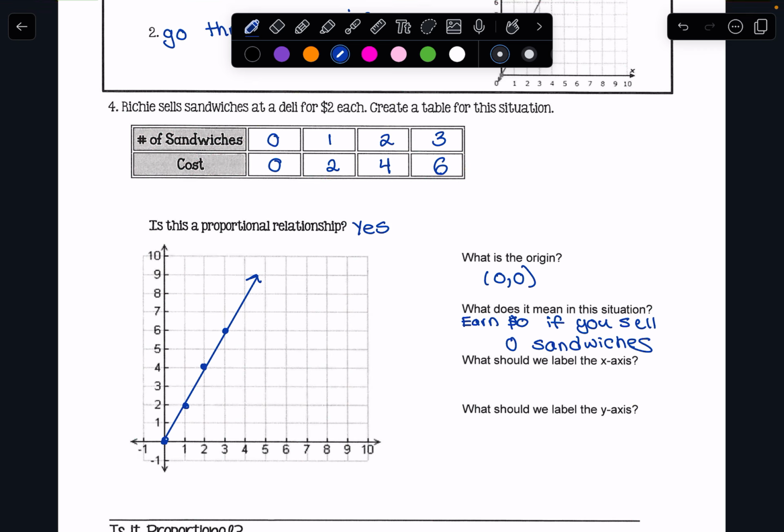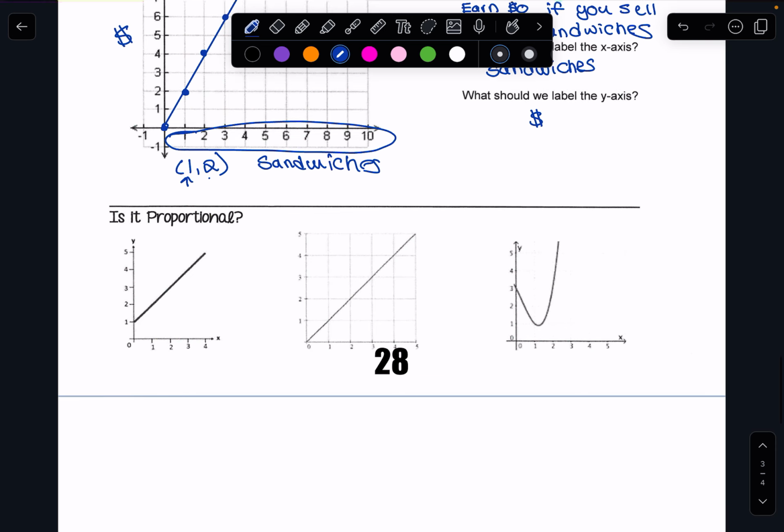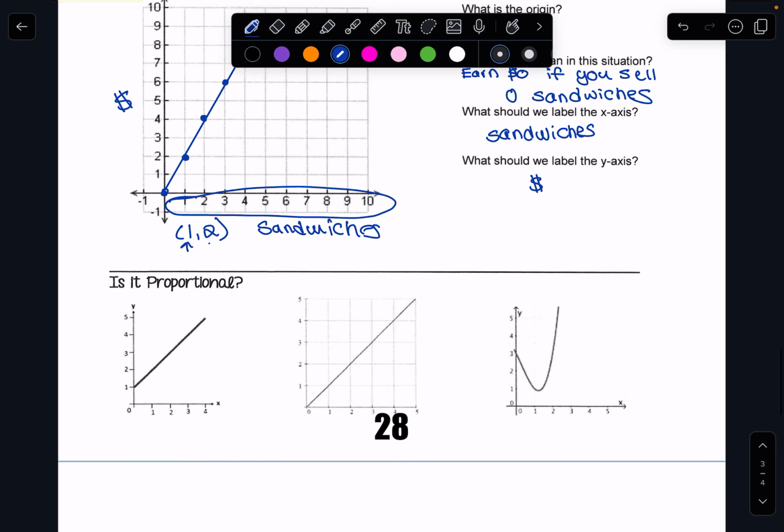Now they're saying, what should we label the x-axis? So what do these values represent? So if we look, we're looking at, for example, this point, 1, 2. That says that for one sandwich, you pay $2. So this is representing the number of sandwiches, and this is talking about the money. Now you have 3 examples here. Only one of these is proportional. Do your best and circle which one it is.